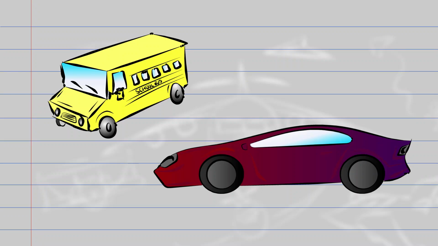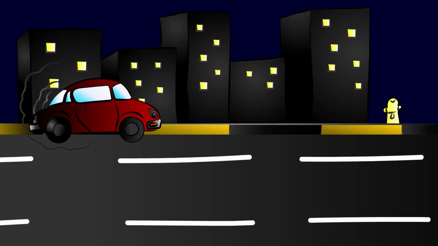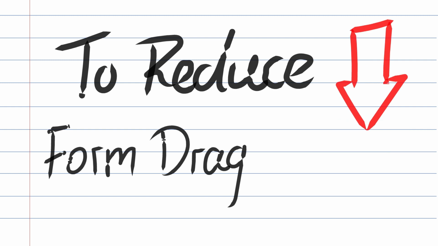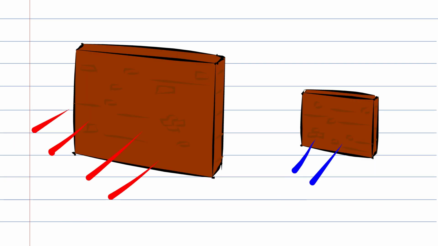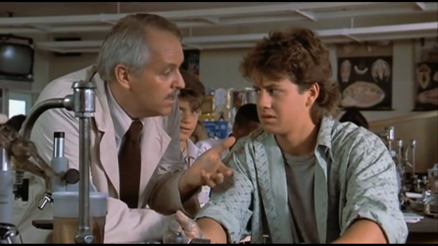That's why sport cars look the way they do, and you don't see a sport car built like a school bus, because that would give more surface for the air to push against, which is not desirable if you want to travel faster. So, to reduce form drag, you need less surface for the air to push against. Piece of cake.